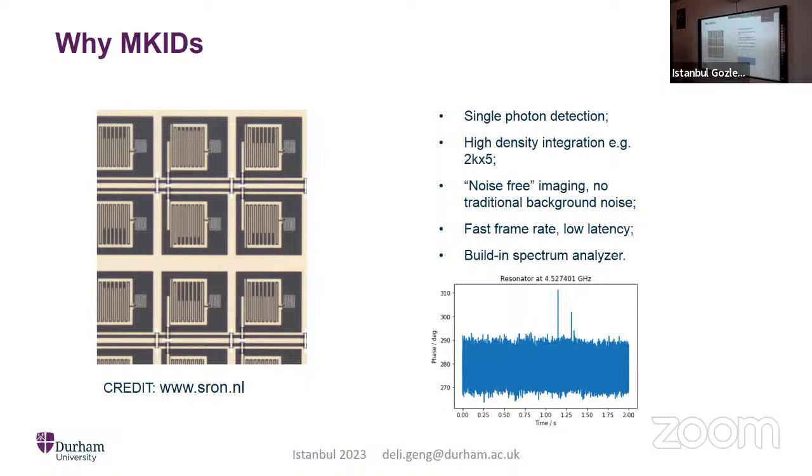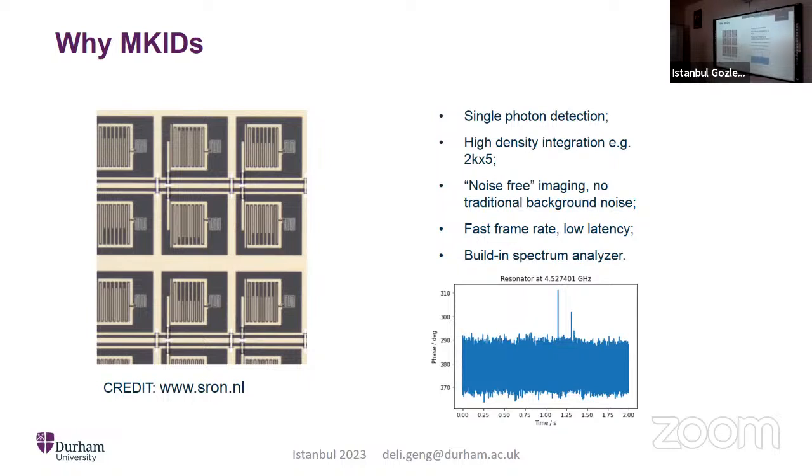However, MKIDs can be integrated onto a single feed line, so like 2,000 detectors can be connected to a single line. This photo on the left side is taken from a Netherlands research institute. As you can see, the larger part in this picture is a capacitor, and the small part is the inductor. When they combine together, it is an RC kind of oscillator.